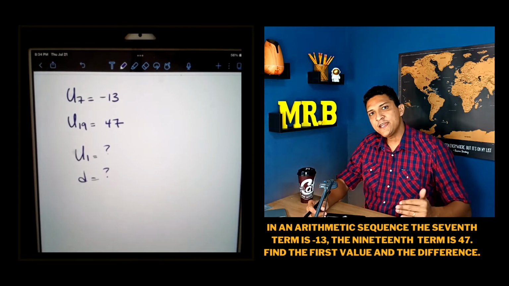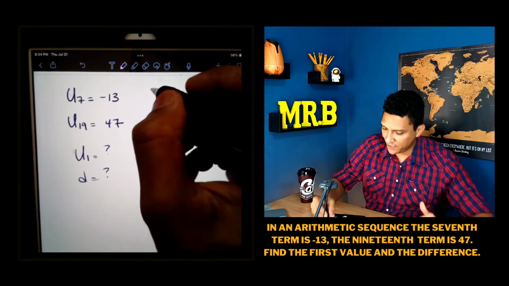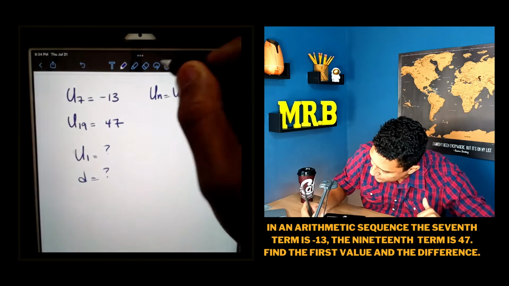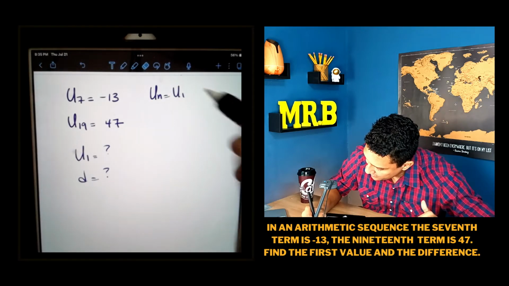So how are we going to do this? First, we need to bring the main formula of an arithmetic sequence. So I'm talking about Un equals U1 plus n minus, hold on, let me clean a little bit.